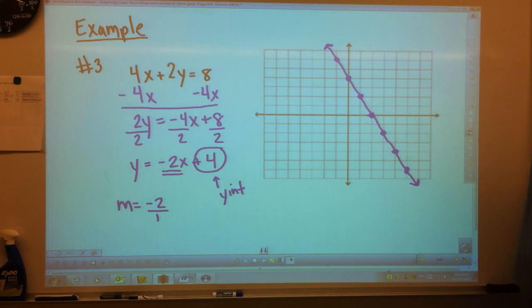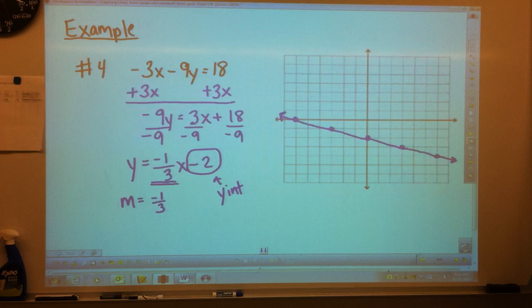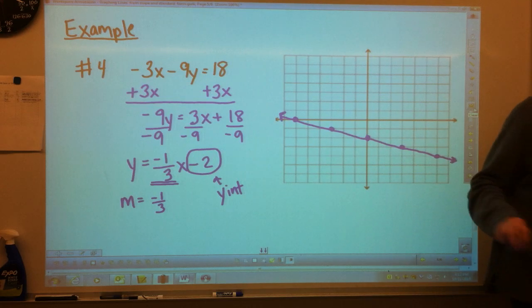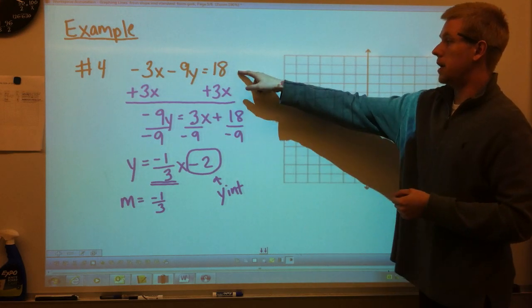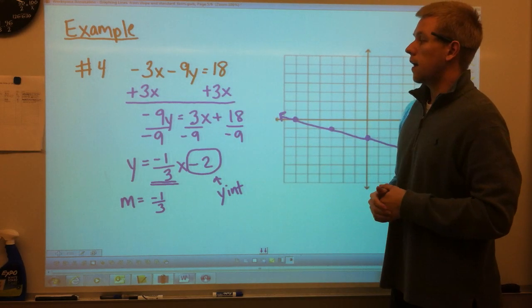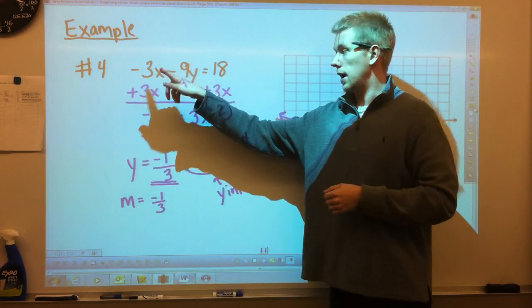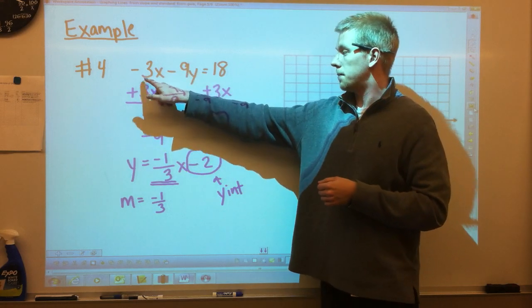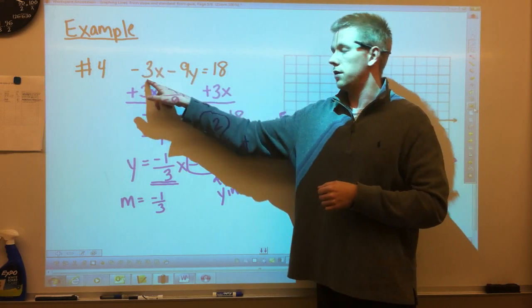All right. Example number 4. I believe is also standard form. Let's see what we got. Yes, standard form, negative 3x minus 9y equal to 18. In this case, we have a negative and a negative. I think up until now, we've only had positive x values out here.